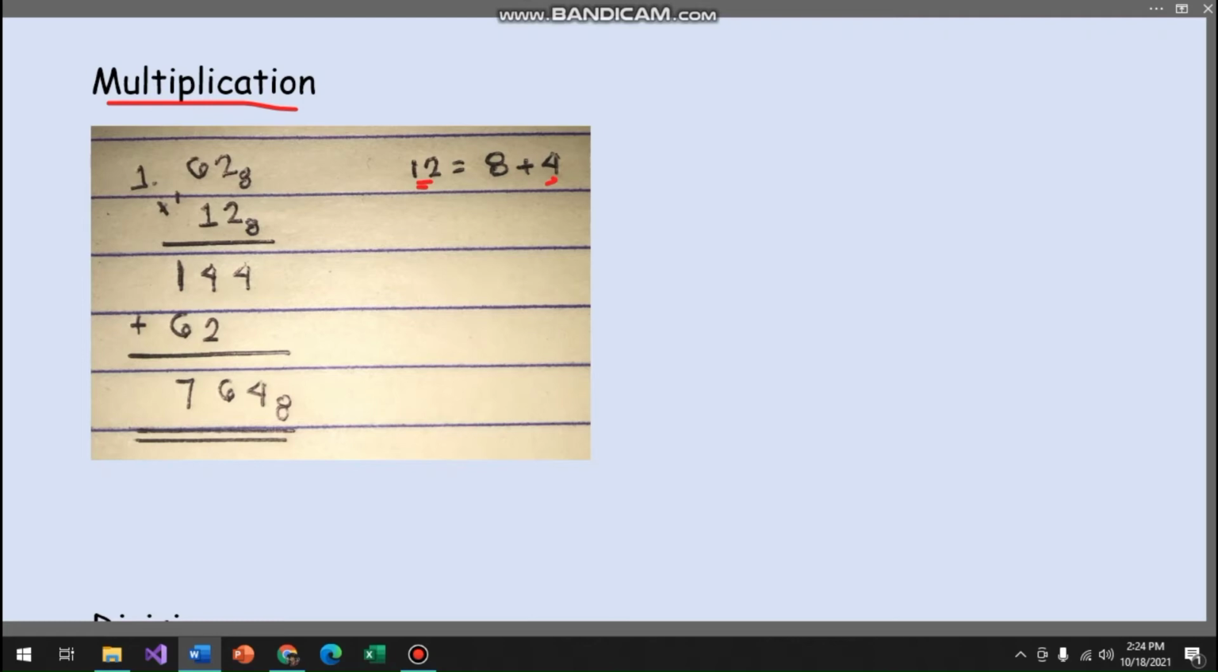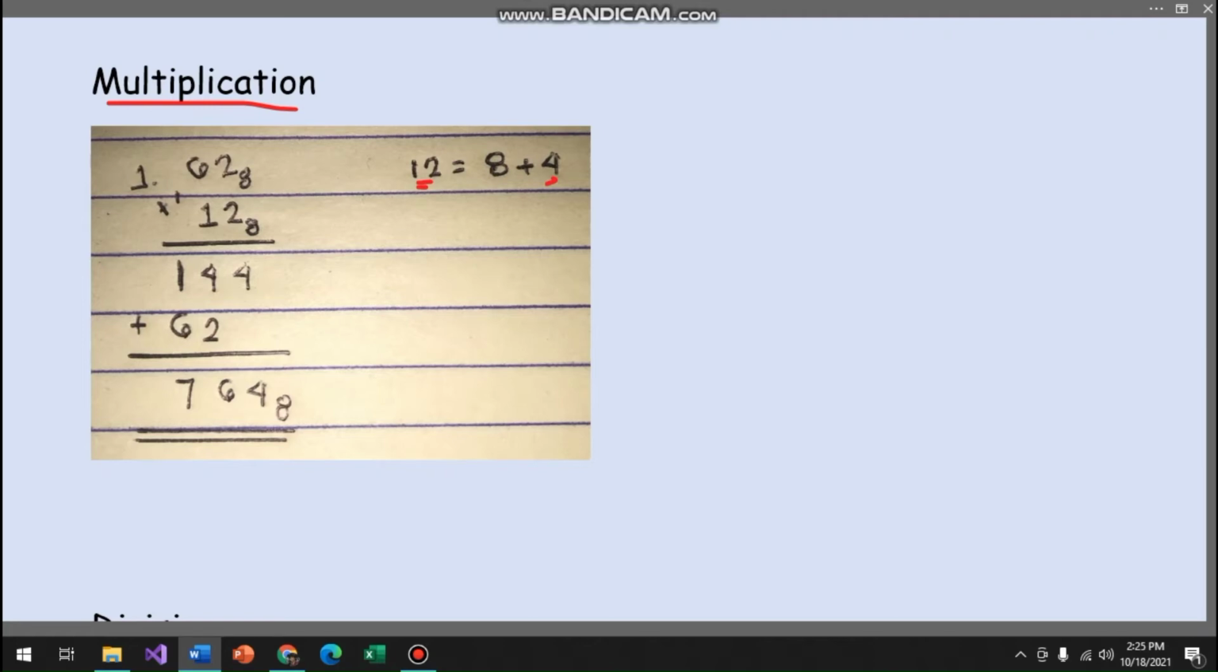Then there is carry 1, and we will bring it down. Then 1 times 2 is equals to 2, and 1 times 6 is equals to 6. So now let's add this.